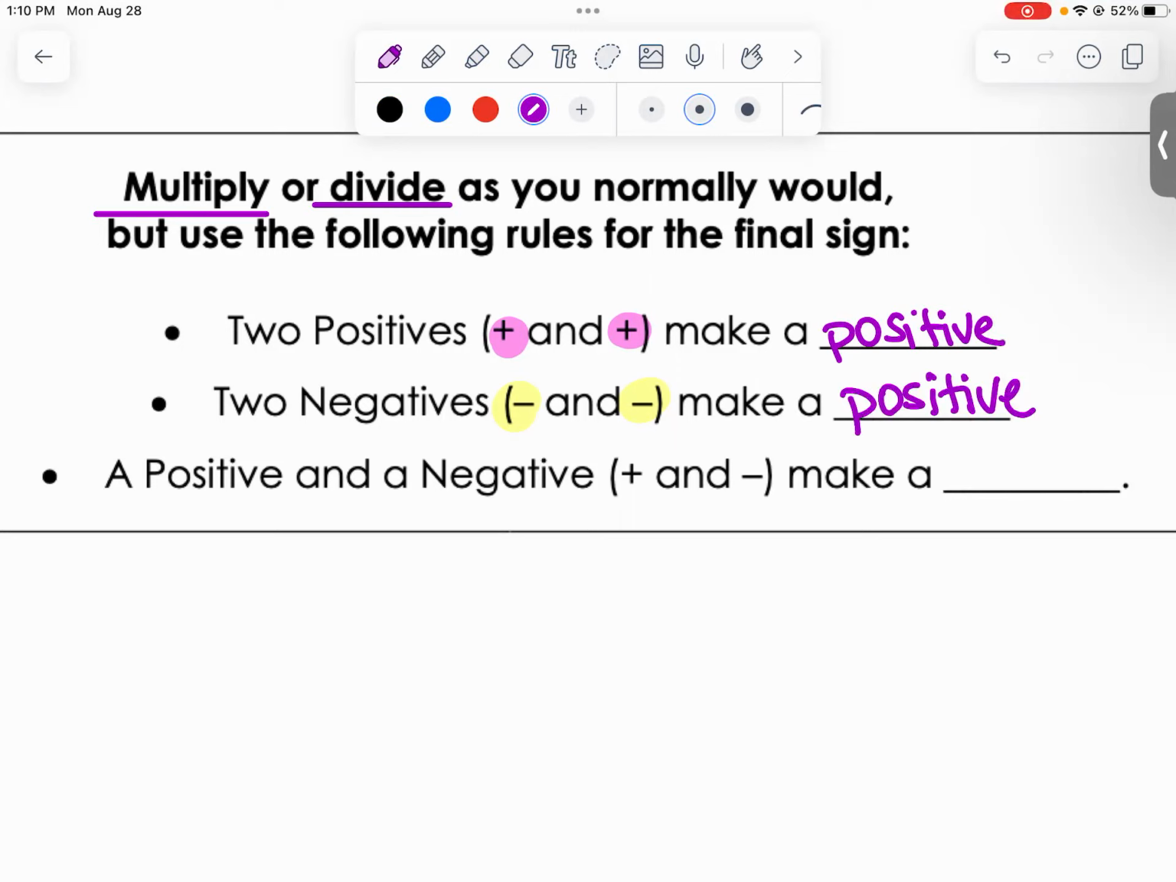Now I'll come to you, Jacob. If our signs are different, we have a positive times a negative or a positive divided by a negative, what kind of answer are we going to have? So we're not subtracting, we're not adding. If we are multiplying or dividing and we have one positive, one negative, what is our answer going to be?